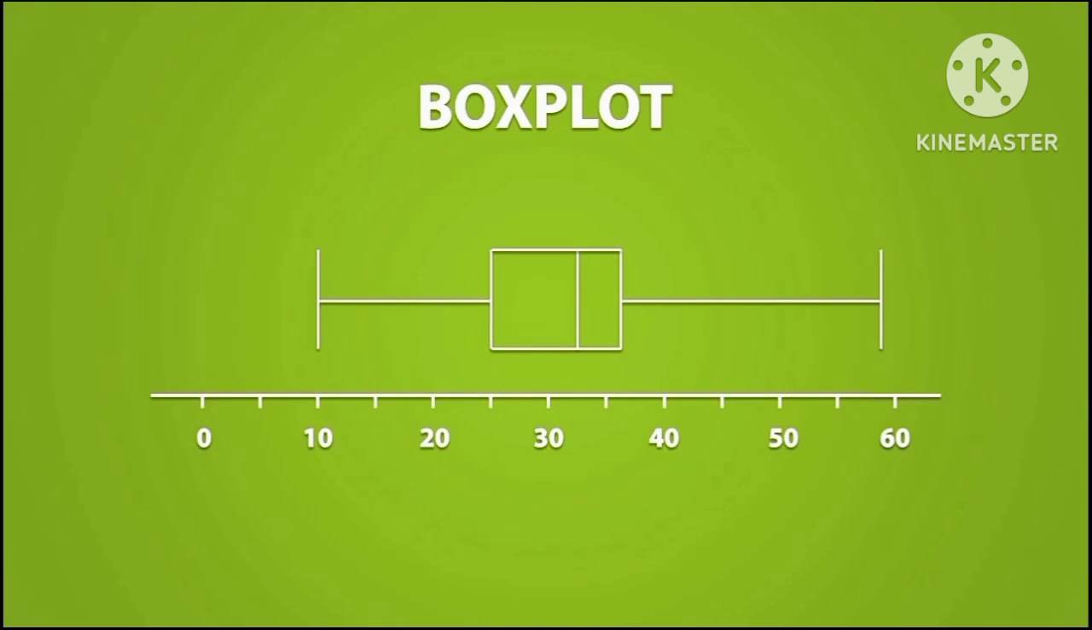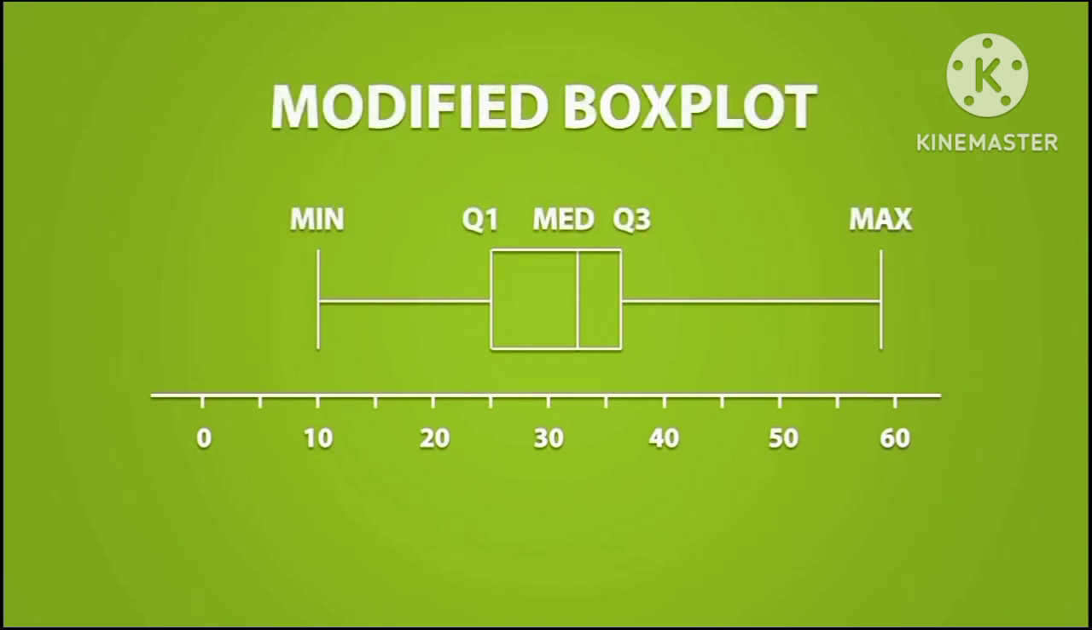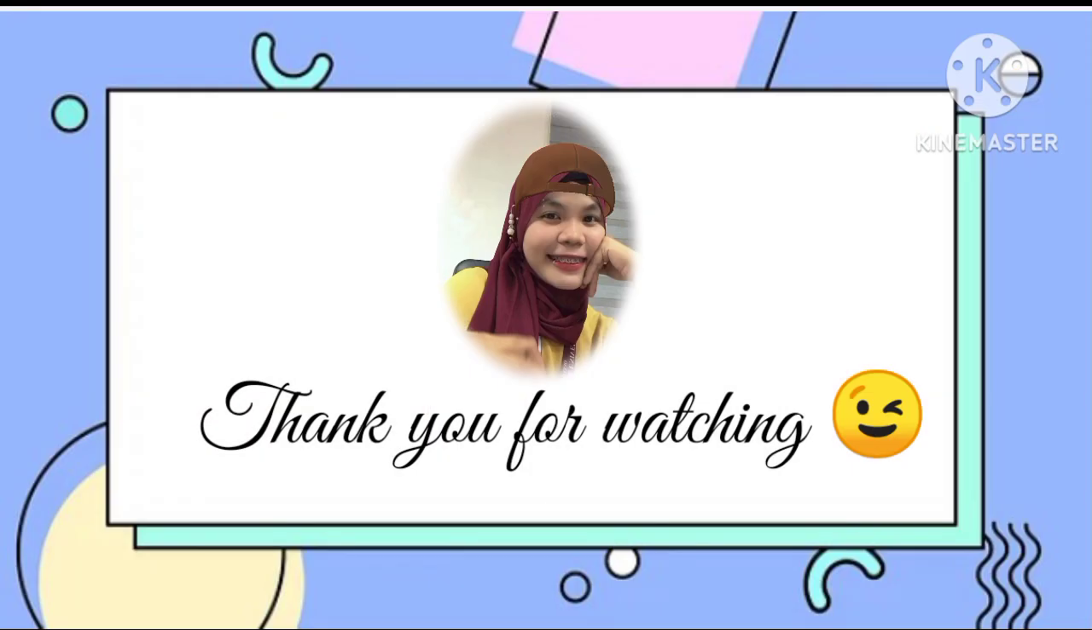So, a quick recap: a regular box plot uses the 5 number summary. A modified box plot also uses the 5 number summary, but it accounts for outliers. If there are outliers, a whisker or both whiskers will only extend to the new minimum or maximum. And that concludes my report.